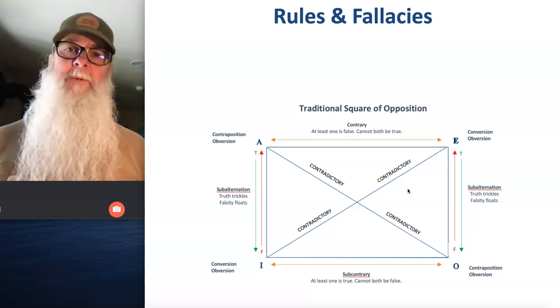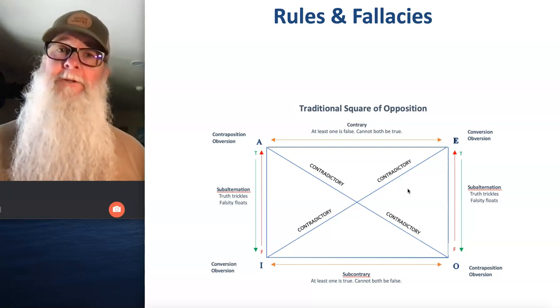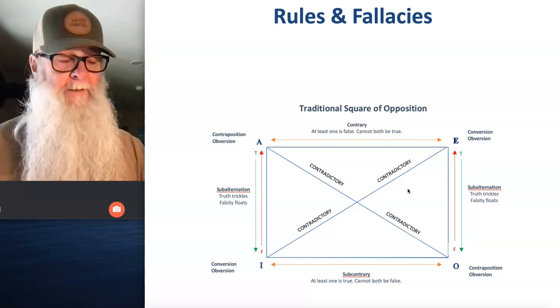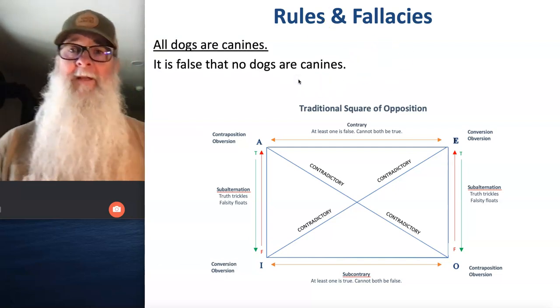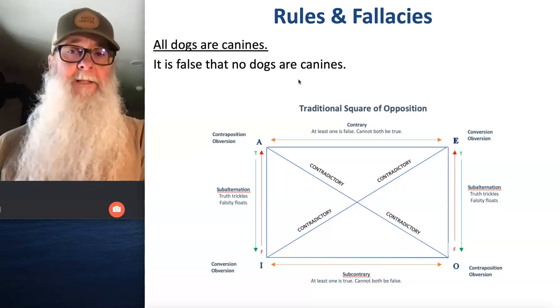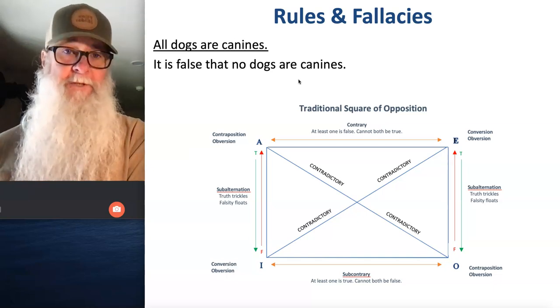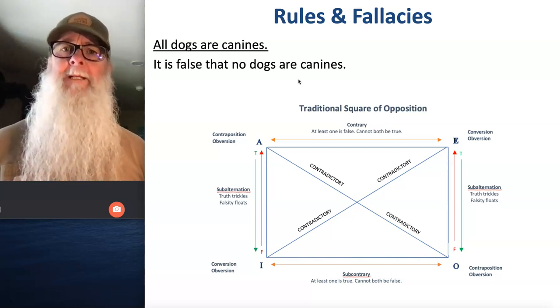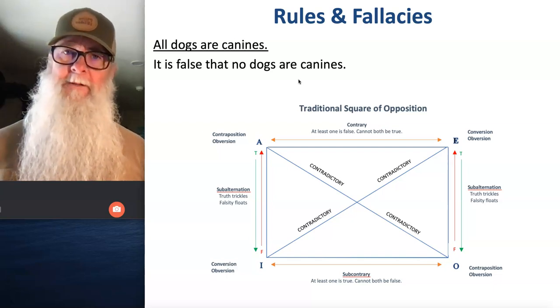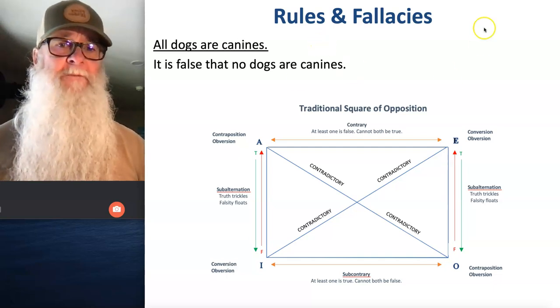And we can use these rules to determine whether or not the conclusion of a given argument follows with logical necessity from its premise. So for example, in this argument, all dogs are canines, therefore it is false that no dogs are canines. We recognize that we have corresponding A and E statements. The premise is an A statement, the conclusion is an E statement that's being offered to us as false.